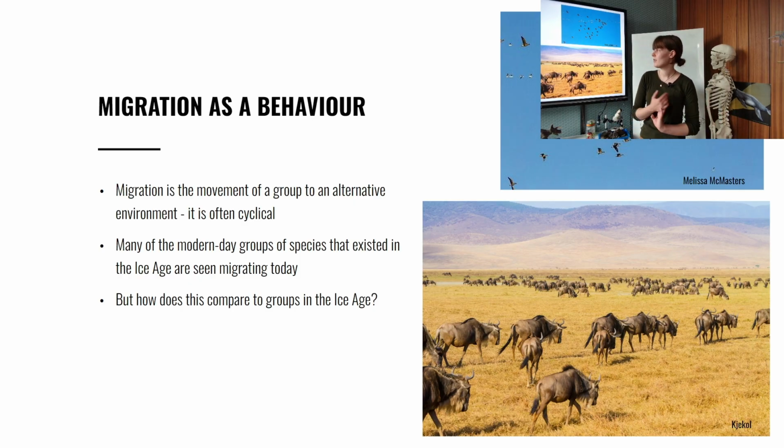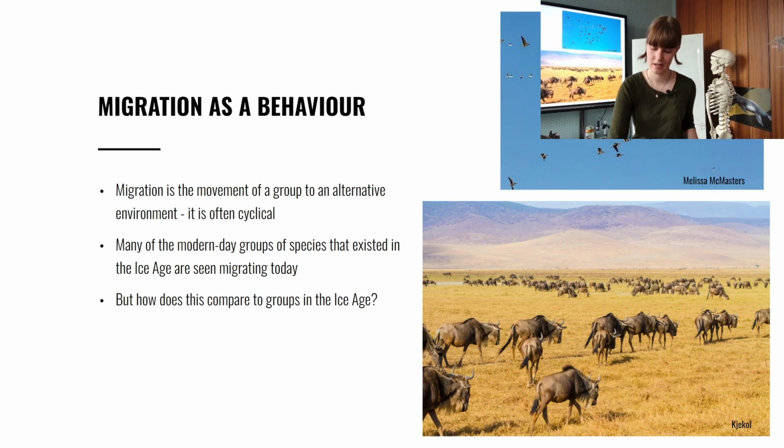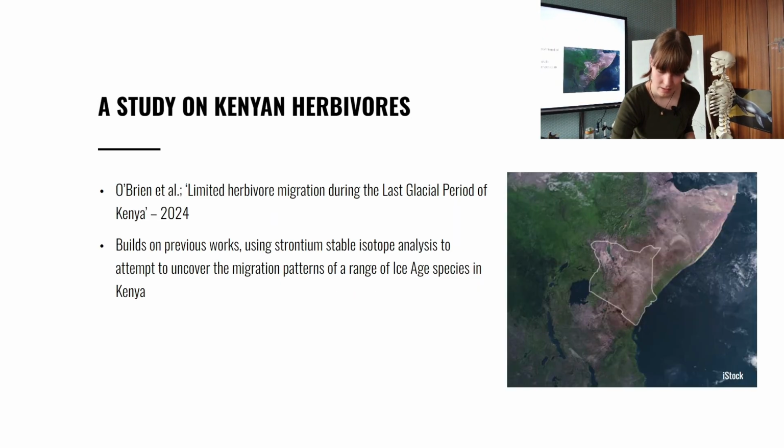And lots of the modern day groups of species that existed in the Ice Age are seen to be migrating today. But how does this compare to groups in the Ice Age? We don't really know what was going on back there. So this is what the study I looked at was aiming to find out.